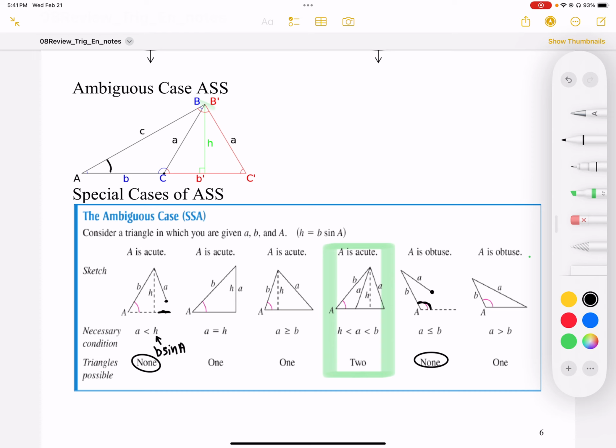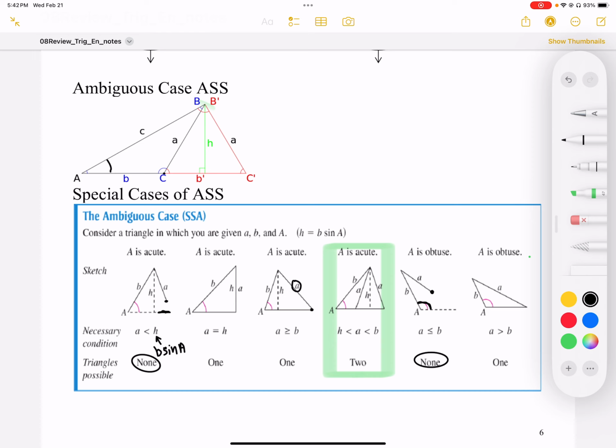Now that height is key. So when the height and A are the same, well, it just makes a right triangle, and there's only one case here. That's rare. We don't really need to worry too much about that, because even if we do solve for two cases, you'll see that there's only one case involved in there. The other one is when the side A, this opposite side of angle A, is longer than side B. Well, that can touch here, but it cannot swing around to the other side of H and make a second triangle. So again, there's only one triangle that can be made.